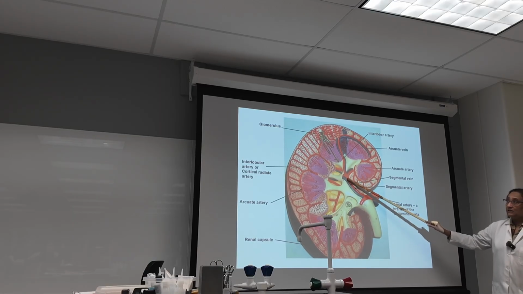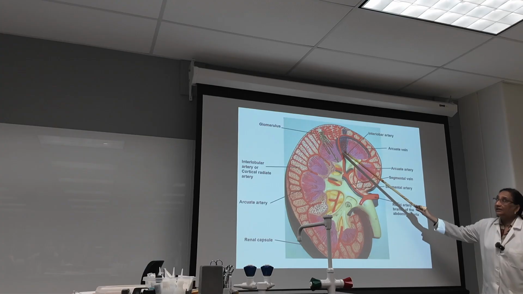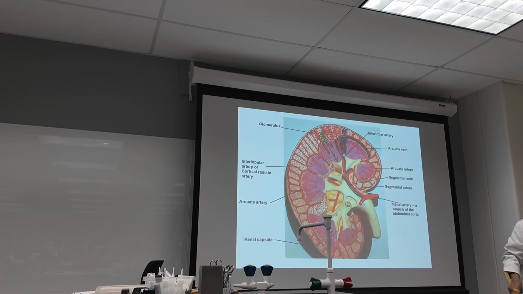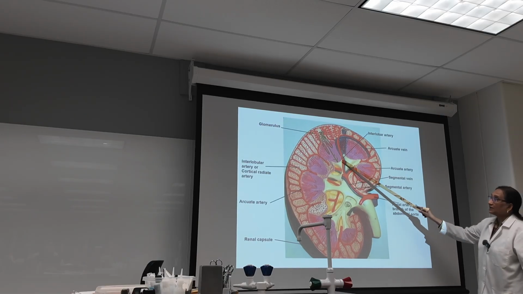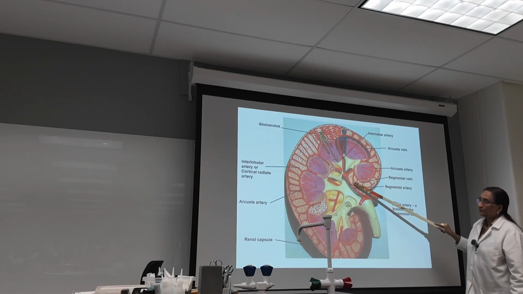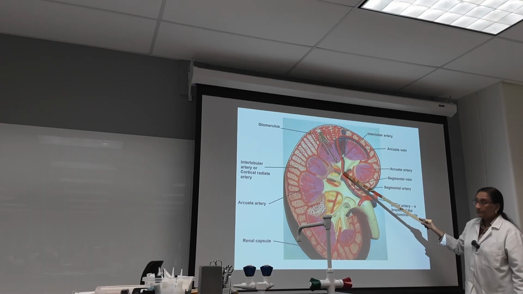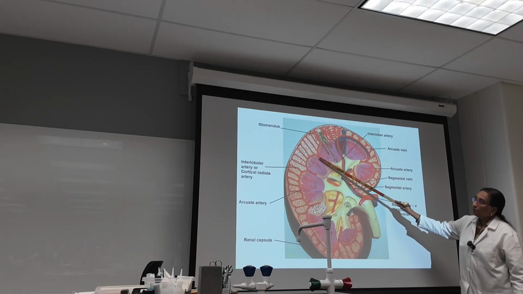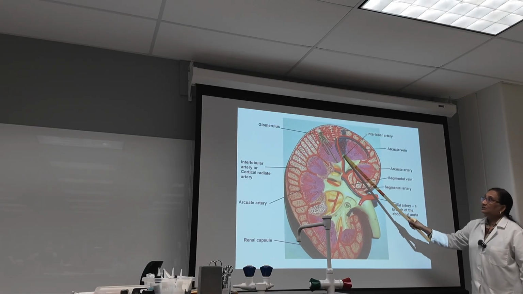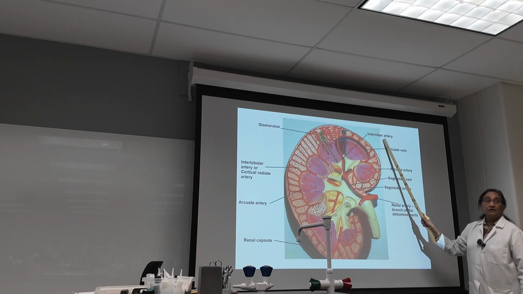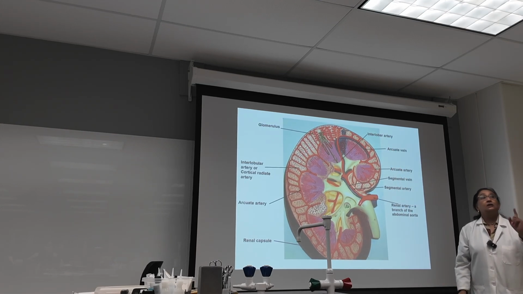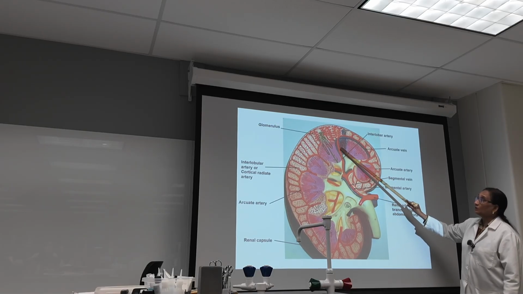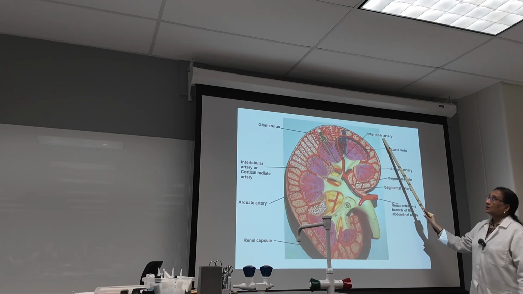Then the segmental artery travels in between the pyramids. So you're going to see the artery in between the pyramids. The name changes. These are again branches of the segmental artery. The segmental artery enters the kidney and then it splits again. Each branch will go in between the pyramids. Now this is called the interlobar artery, because if you consider each pyramid a lobe of the kidney, in between the pyramids is the interlobar artery.